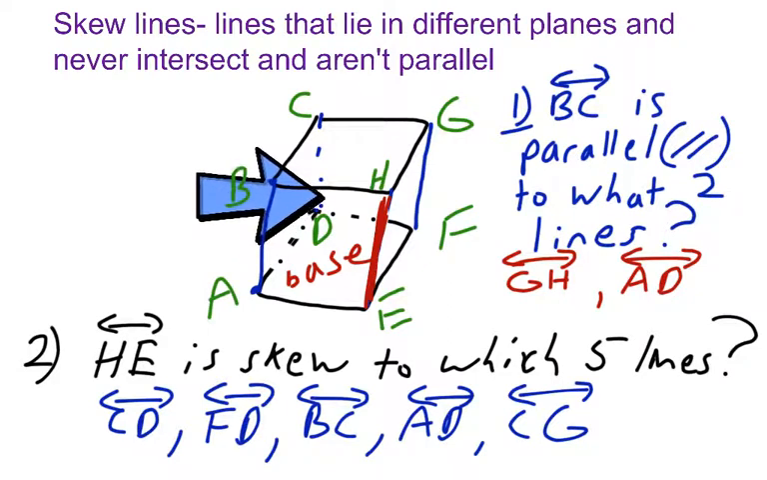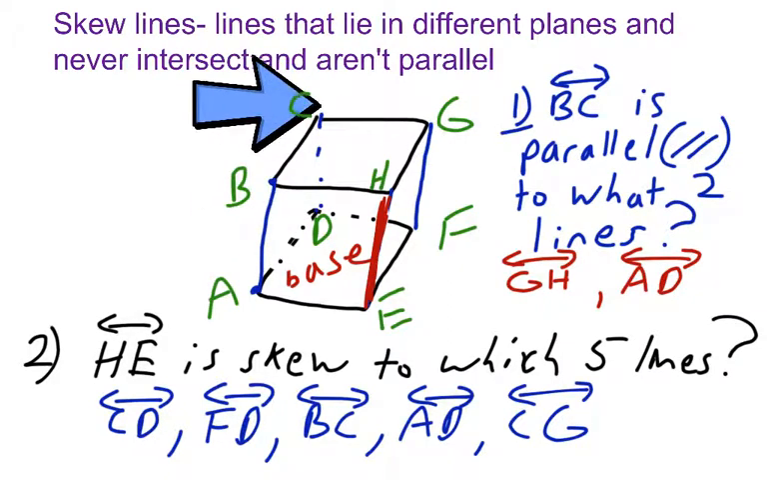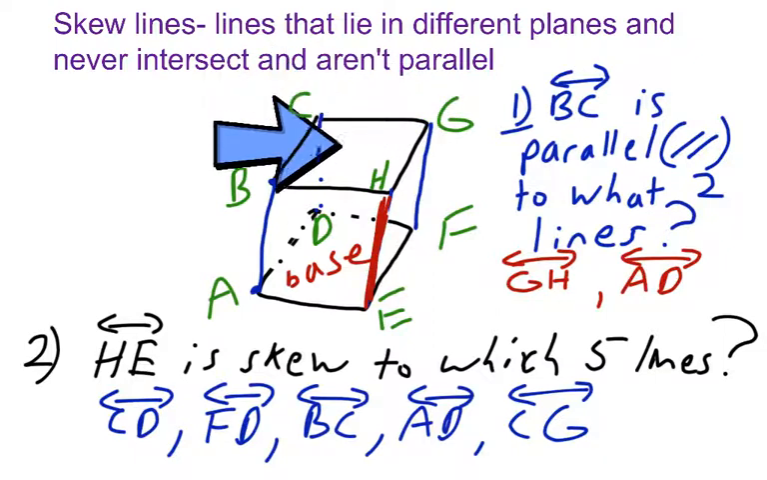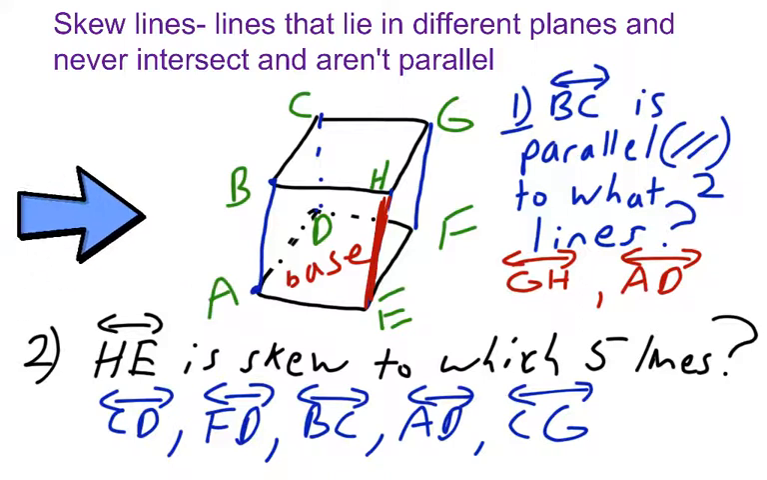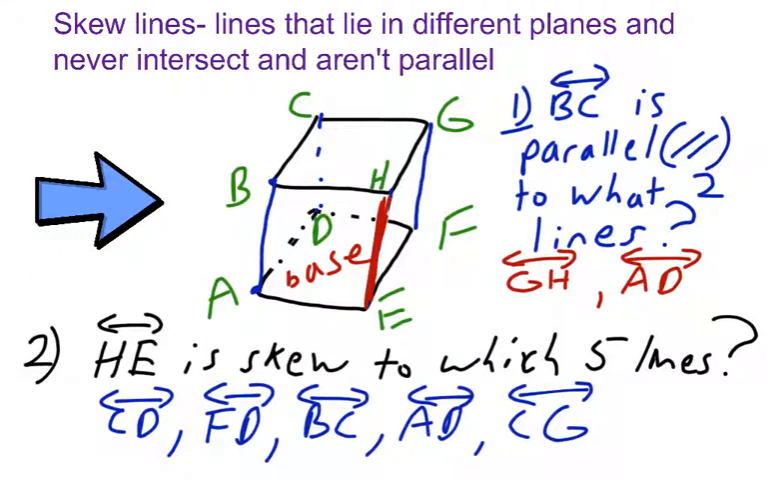And finally, CG. Up here, they're on the top plane, and this one's on the front or the side plane. So those are on different planes as well. So there are 5 of them. Did you find them? If not, go ahead and rewind and look at that again. I hope you didn't skew up.